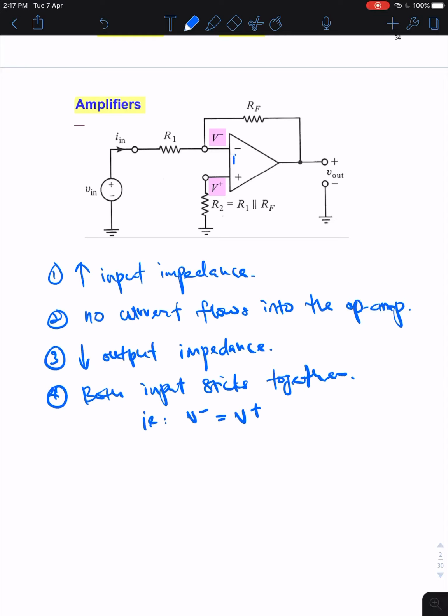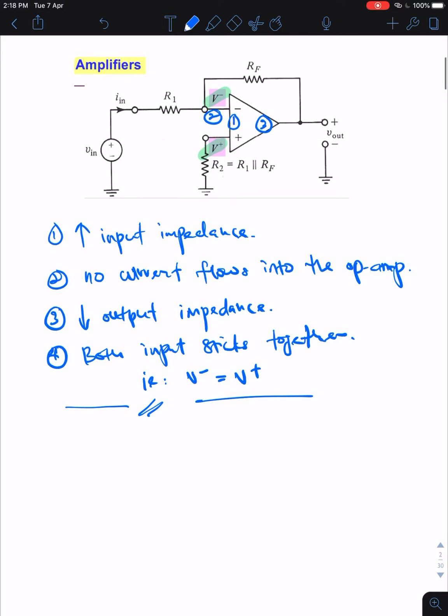To summarize: number 1, the input impedance is very high. Number 2, there is no current flowing into the op-amp. Number 3, the output impedance is very low. And the last one is that both inputs stick together, so V minus equals V plus. Then we have developed the basics for analyzing the inverting amplifier.